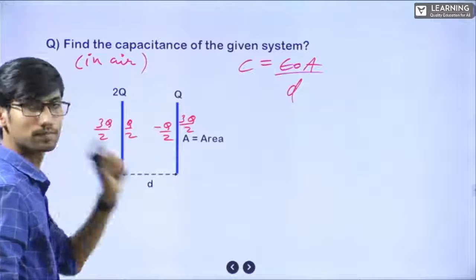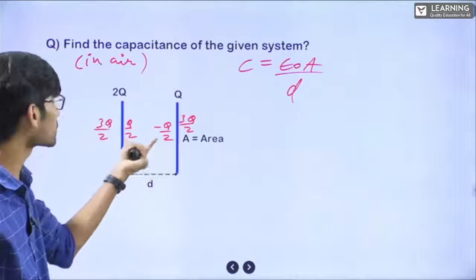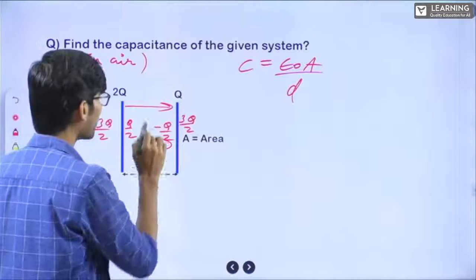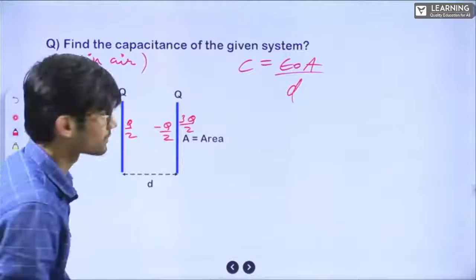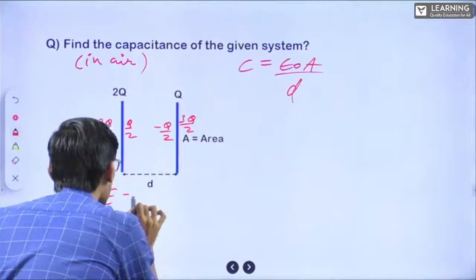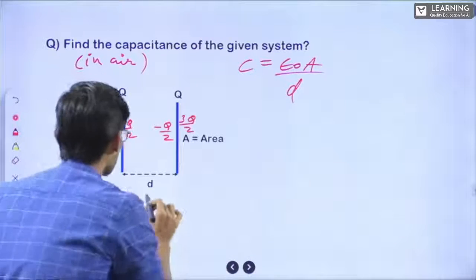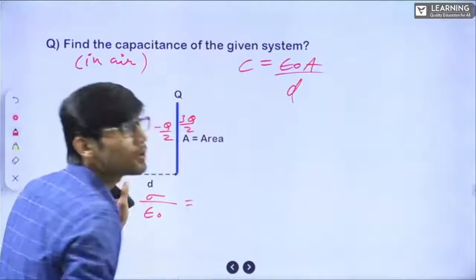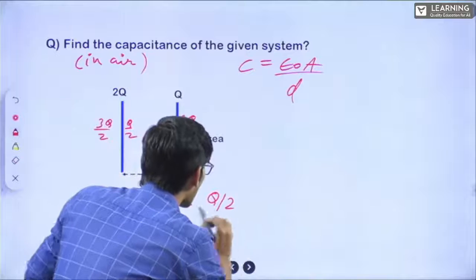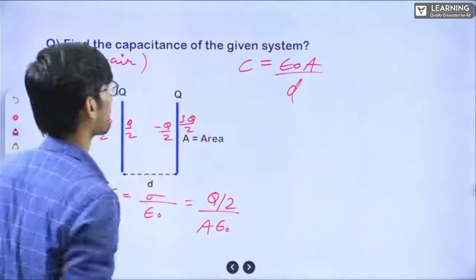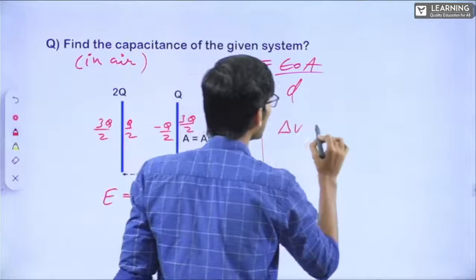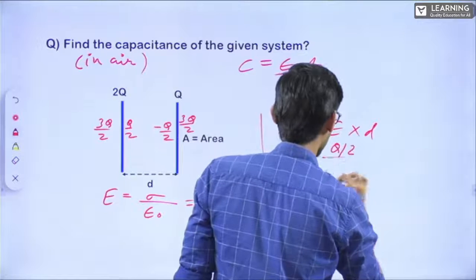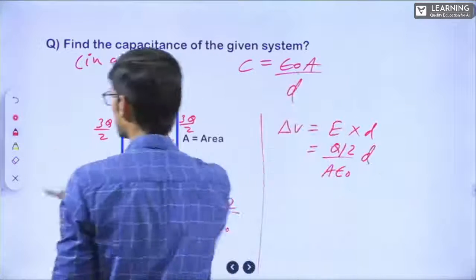We are much bothered about the charge which is inside. We don't care about the charge which is at the outer surface, because this charge is only going to make the electric field. From where I'll get the potential difference, from where I'll get the capacitance. So electric field, if I want to write down, how much will it be? Sigma upon epsilon naught, anywhere in between, any point. Sigma is charge upon area. Charge is Q by 2. Area is A, epsilon naught. Delta V is equal to E into D. That is equal to Q by 2 A epsilon naught into D.